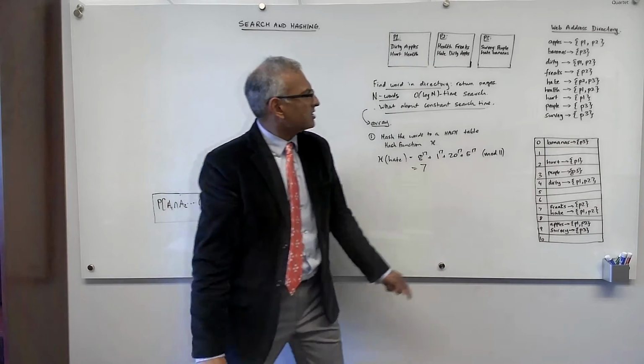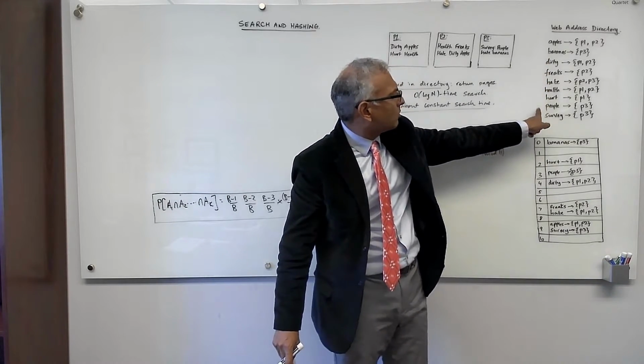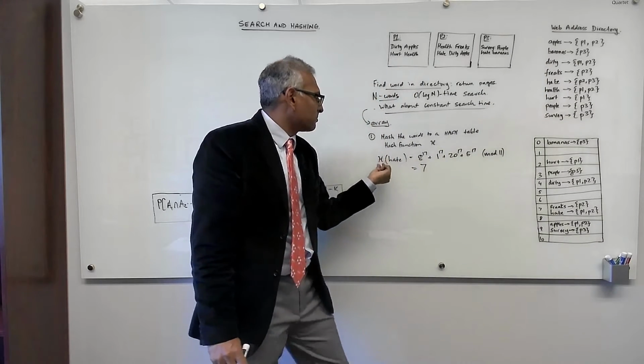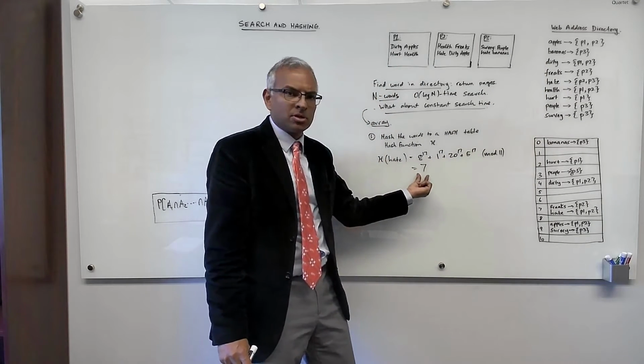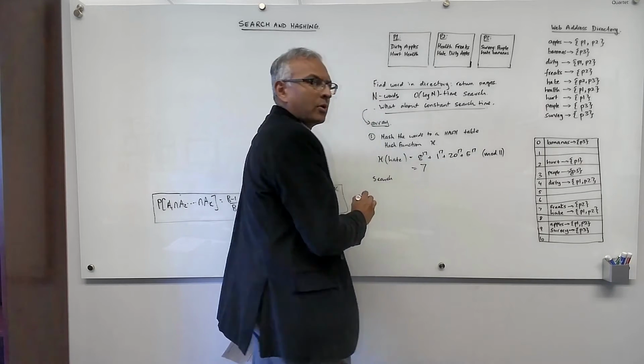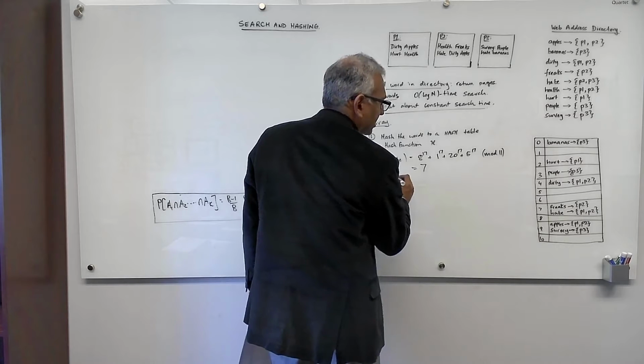So instead of storing your words in a sorted list, you take each word, apply your hash function, and it tells you the table row. Now if you want to search some query, for example, you want to search hurt.